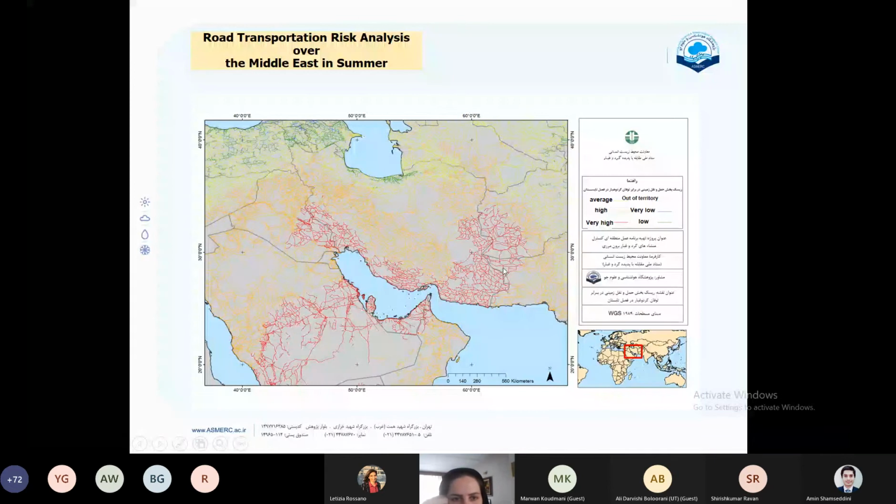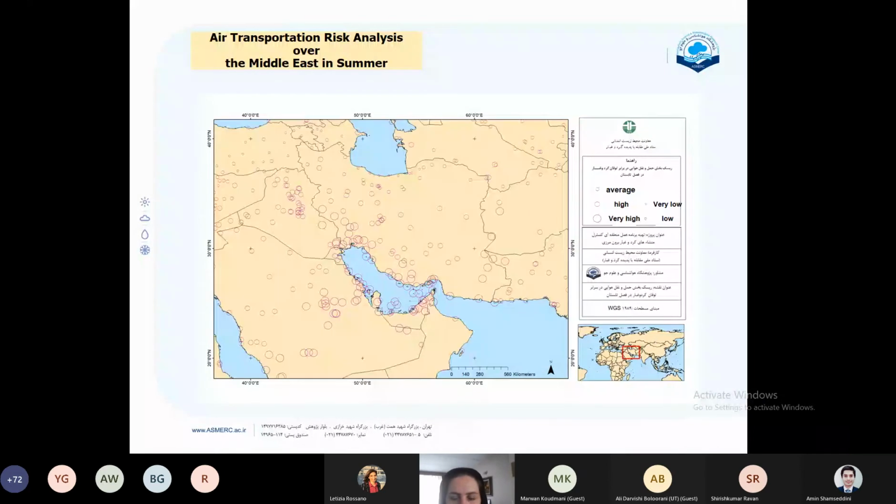For example, Turkey also has a considerable road transportation network, but because of the influencing factors of dust genesis that I mentioned at the beginning of my speech, Turkey is less affected. And this is the air transportation risk analysis. You may see the average, high, very high, or very low portions of the risk by the size of the circles shown here, over Saudi Arabia and most parts of Iran, as well as Afghanistan and Pakistan, where we have another gap. They are more affected. Thank you very much.